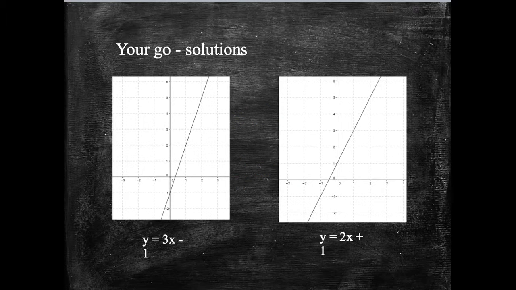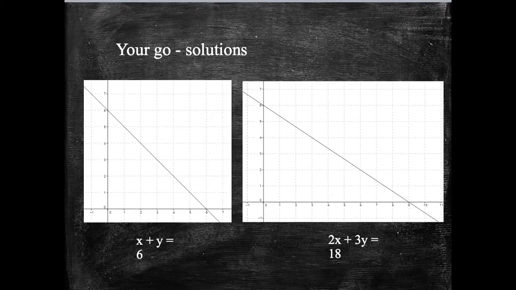Okay, so here are the solutions then to the following ones. y equals 3x minus 1. You can see here from that we cross at minus 1. This is a key point, and it has a gradient of 3. That means 1 along and 3 up. The second one, y equals 2x plus 1. It means that it crosses the y-axis at positive 1, and it has a gradient of 2. That means 1 along and 2 up.